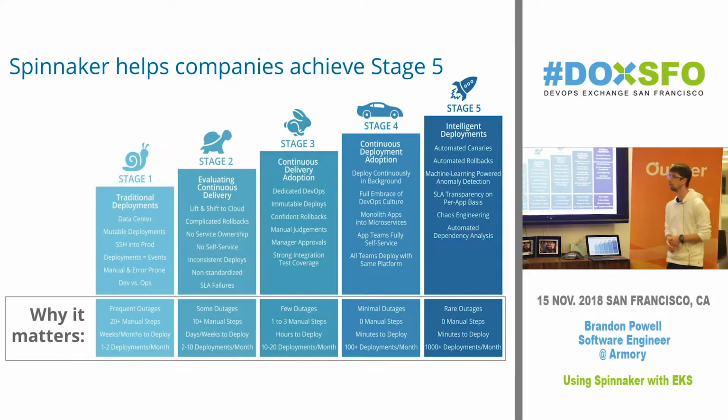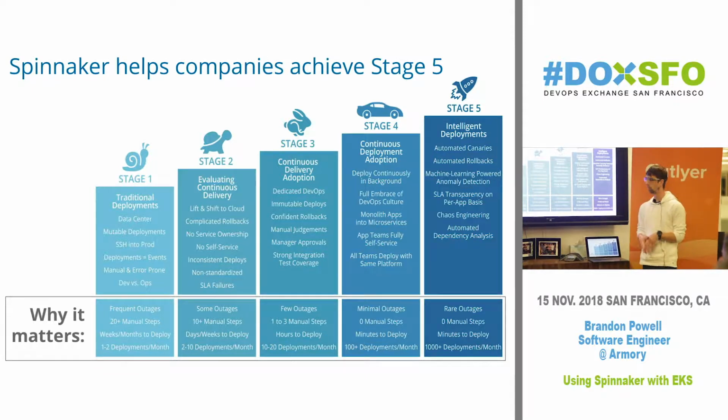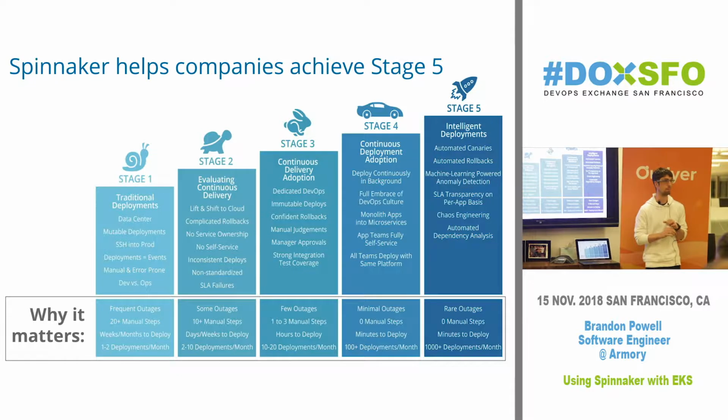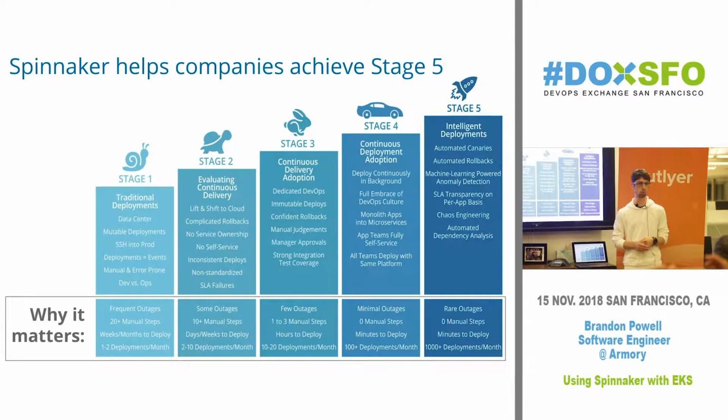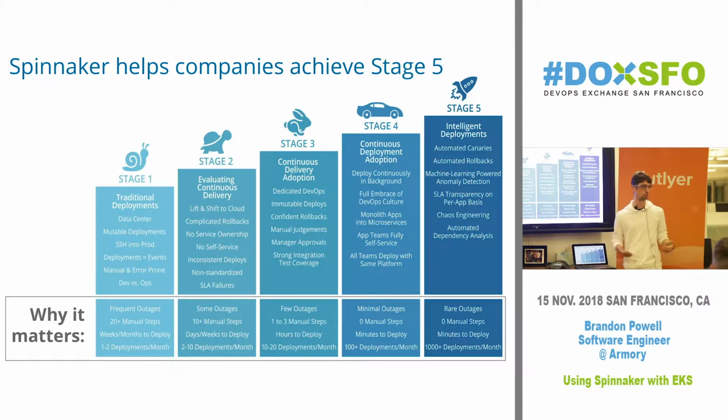So Spinnaker helps companies achieve stage 5 here. We separate companies by stages. Stage 1 companies, pretty much everything is a manual step. There's maybe 1 or 2 small things that are automated, but for the most part, deployments take months. The previous company I used to work at, we were stage 1. We did probably 1 deployment a month, maybe that. Some years we did maybe 5 deployments, just due to time, resources, all that kind of fun stuff.